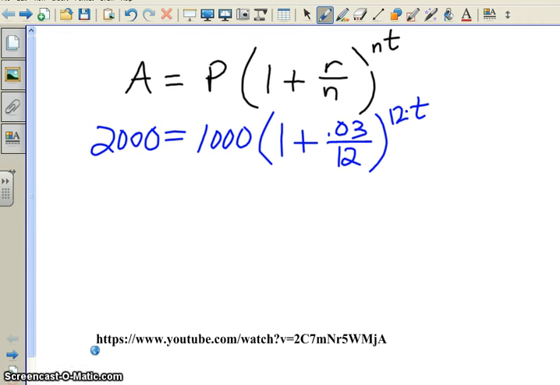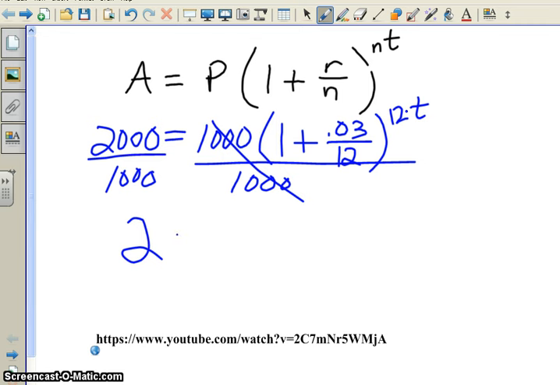So let's simplify this first a little bit. Let's get rid of this 1,000 by dividing by it. So there's my 2 on this side that shows I'm doubling. And now let me simplify this parentheses to 1.0025, then to the 12t power. Now in this case, I'm not going to be able to make those bases the same. So now comes my second option, which is to use logs.